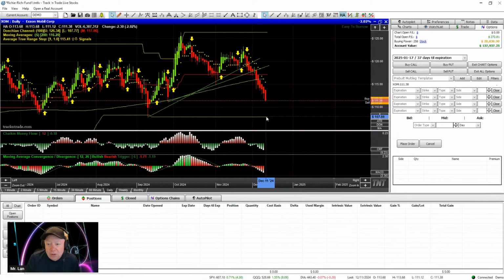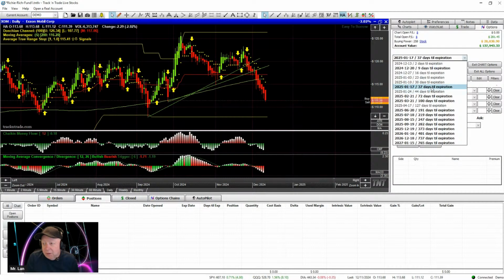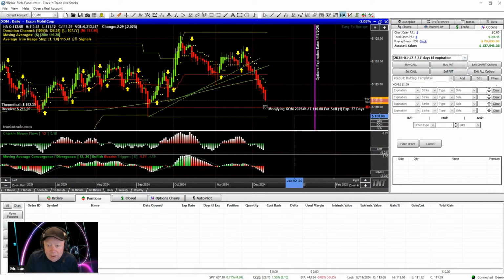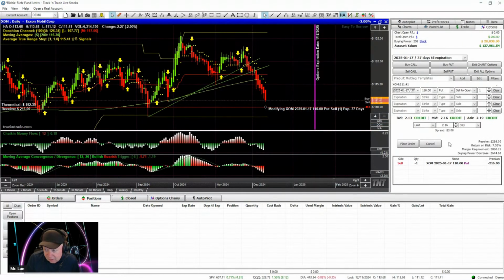I don't know. There's a nice strong area of support way down here. If we were to come in here and sell another put, 37 days out, sell a put way down here, that would be $216. I'm going to wait on that. We could have done that just as we rolled. That's a roll. We close that one out and put another one on. Let's wait, see if it comes down there a little bit.